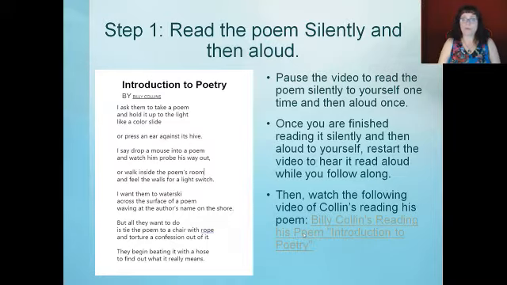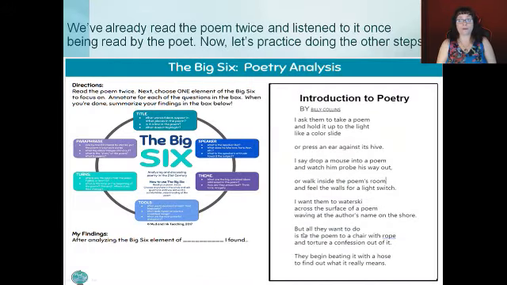So now that we've read the poem silently and out loud, and we've listened to the author read it and me read it, now we're going to look at the Big Six first. We've already read the poem, and now we're going to practice doing the other steps together. And this is what the graphic organizer looks like. If you look down here at the bottom where it says My Findings, this is the sentence you should be able to create by the end of class today.